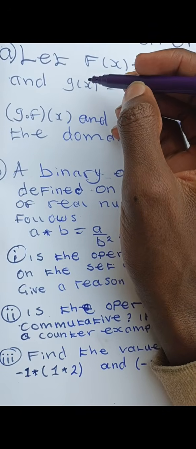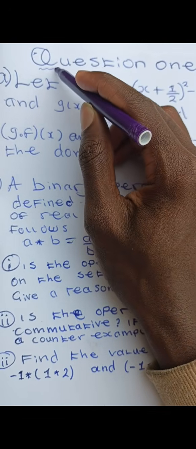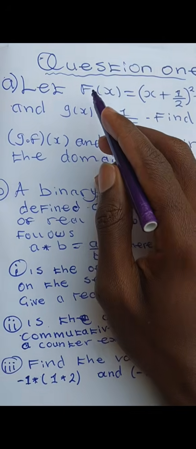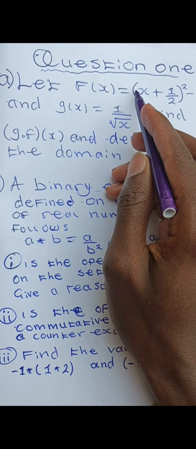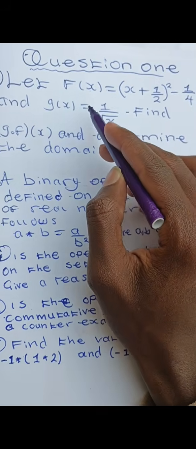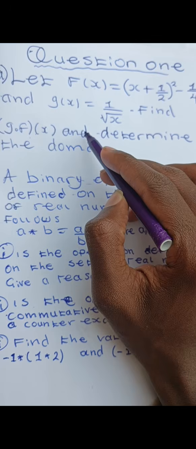So let's begin with the first question. So we have question one. Question 1a is saying: let f of x be equal to this and g of x be equal to this. Find g of f of x.